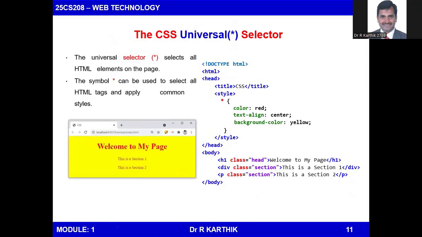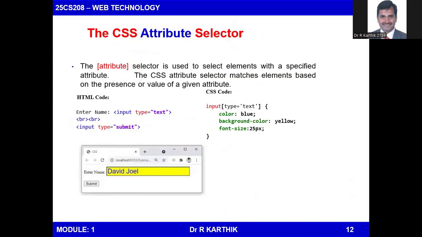Then another one is the universal selector. It's a very common one. It is used to select every HTML element on the page. For example, here we can use the asterisk symbol, which represents the universal selector. Under this asterisk, color, text align, background color, everything we can include in a single declaration.